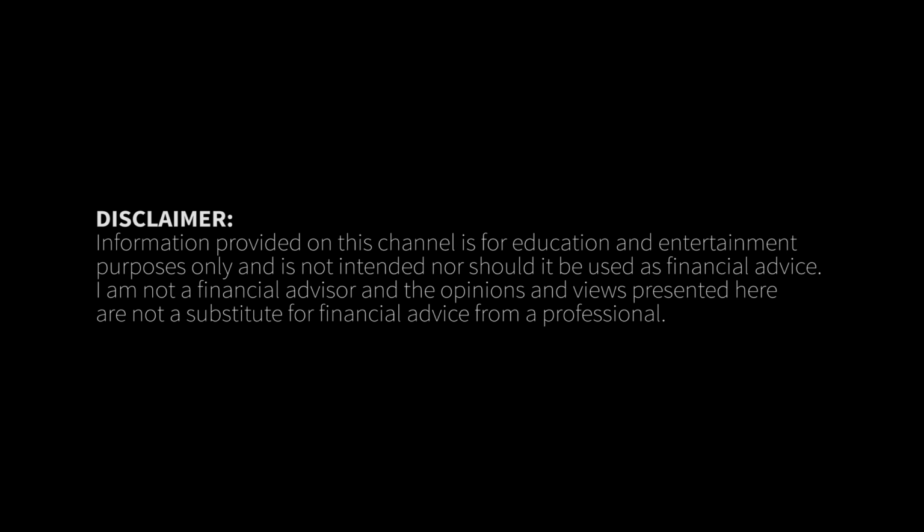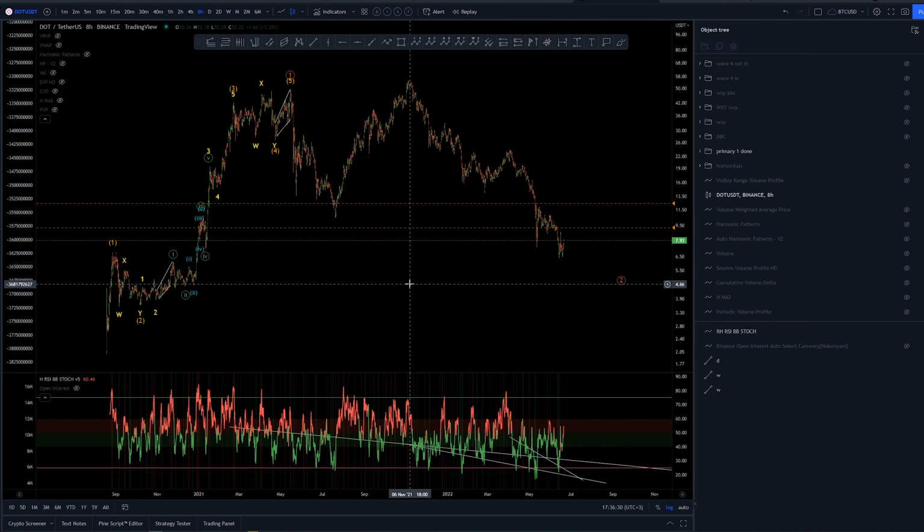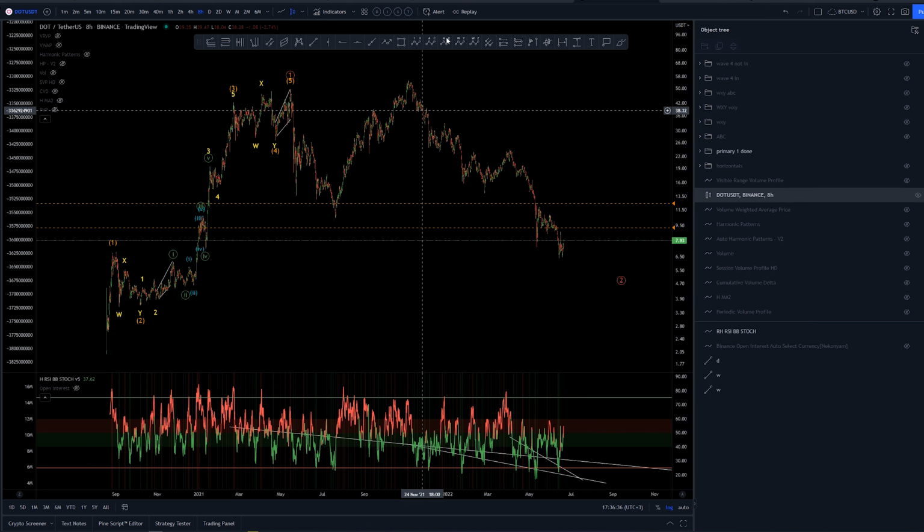I'll cover wave analysis with Elliott Wave theory and provide multiple scenarios a price may take and explain why I prefer one count over another. Let's take a look at the different possibilities.